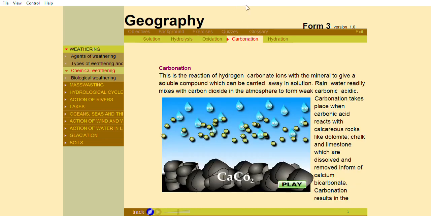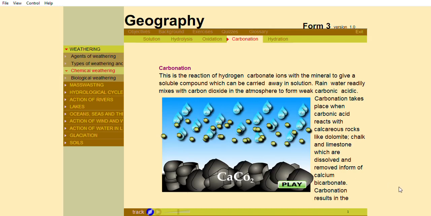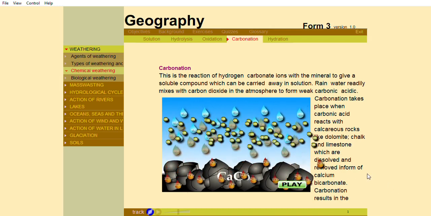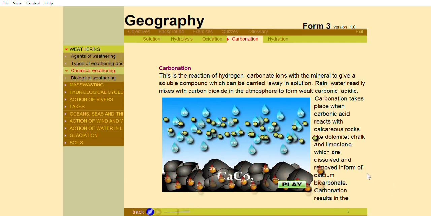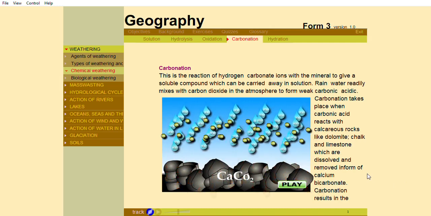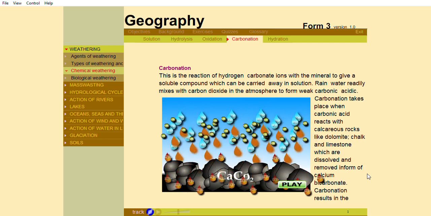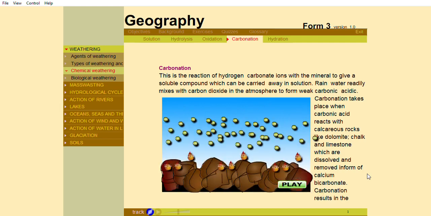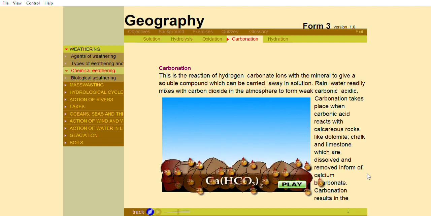Carbonation. This is the reaction of hydrogen carbonate ions with the mineral to give a soluble compound which can be carried away in solution. Rainwater readily mixes with carbon dioxide in the atmosphere to form weak carbonic acid. Carbonation takes place when carbonic acid reacts with calcareous rocks like dolomite, chalk, and limestone, which are dissolved and removed in form of calcium bicarbonate. Carbonation results in the formation of karst scenery.